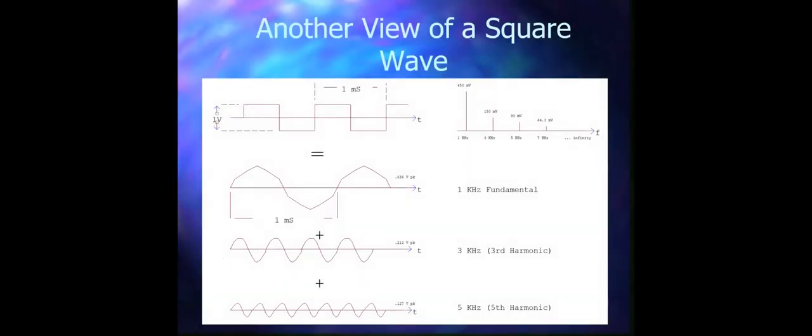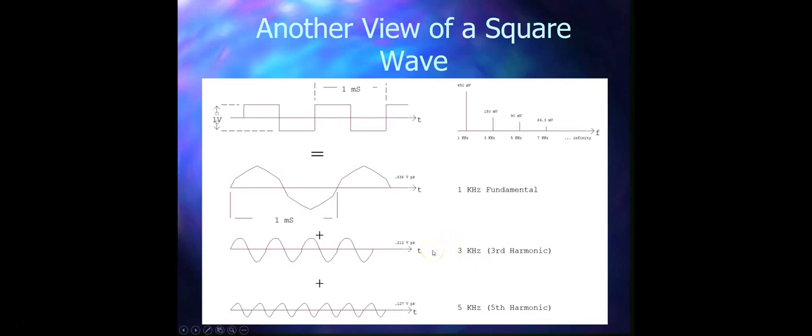Now here you see the square wave, and this is how it looks in a spectrum analyzer, and all these three are basically the combination. If you combine these, it will become a square wave. This waveform shows the 1 kilohertz fundamental signal, this shows the 3 kilohertz third harmonic, and this one represents the 5 kilohertz harmonic.